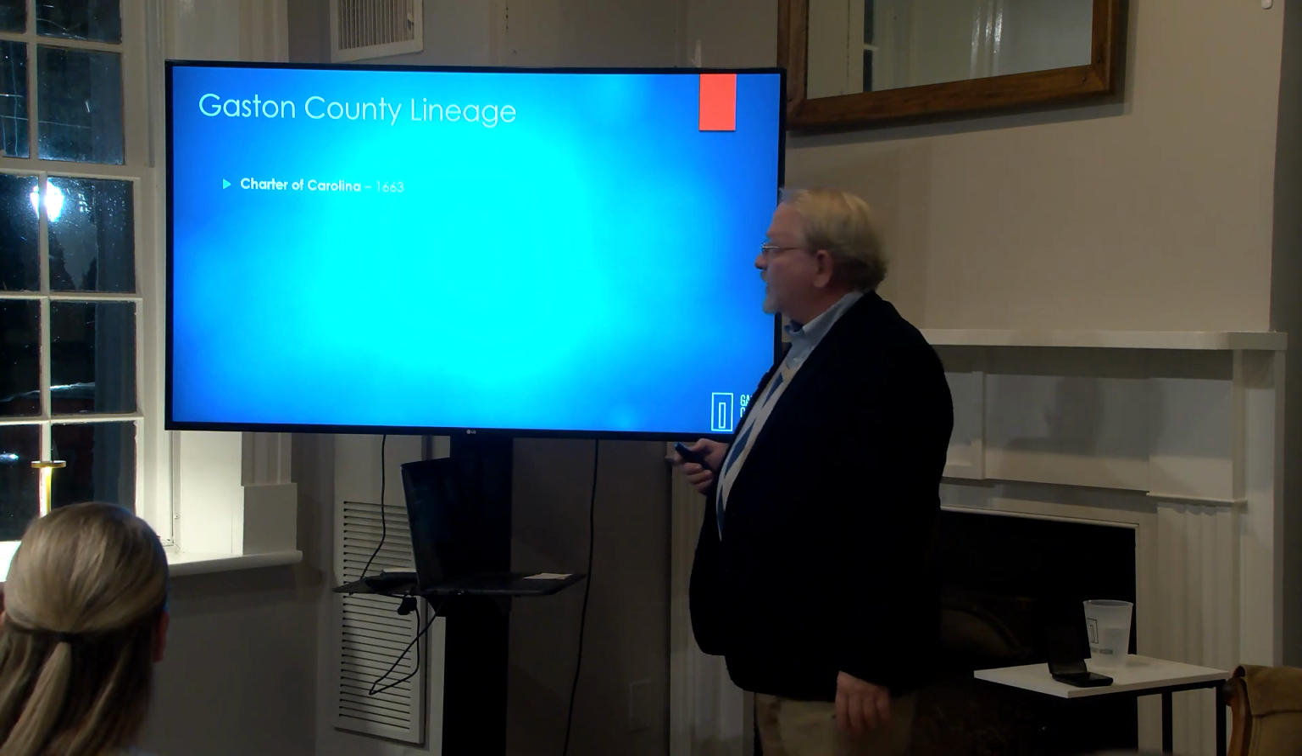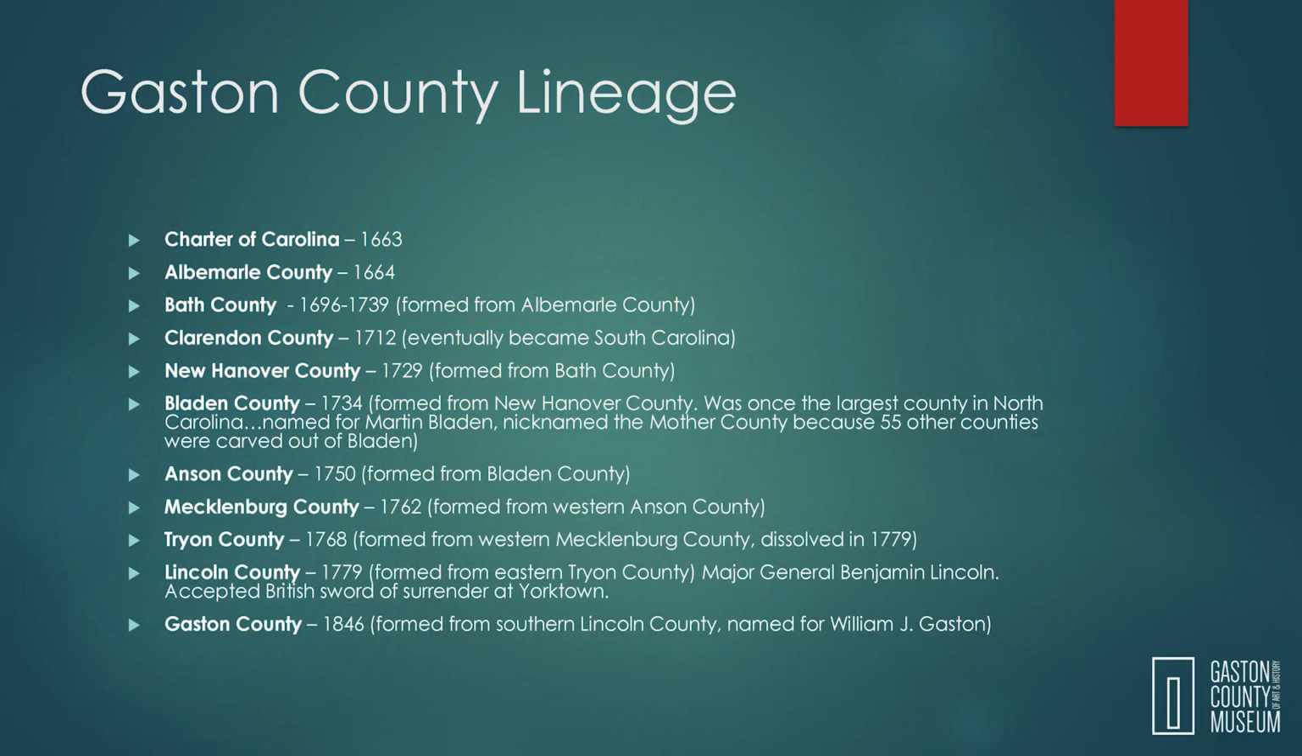Here's where we started. The Charter of Carolina in 1663. At first, remember, these counties went from the Atlantic Ocean to infinity, or to wherever the exploration had made it to then. So we were part of Albemarle County, then we were part of Bath County, then we were part of Clarendon County for a very short period of time. That eventually became South Carolina, Clarendon County did. Then we were part of New Hanover County, then Bladen County.